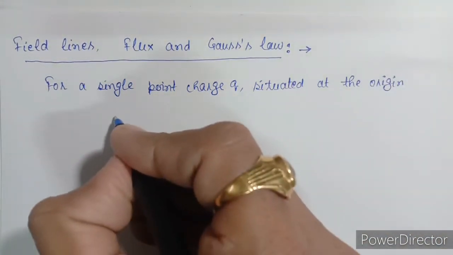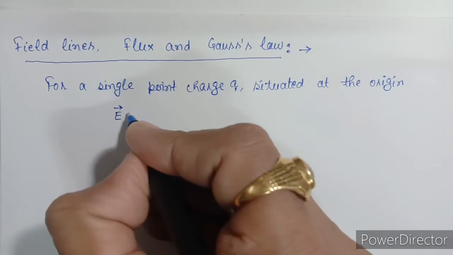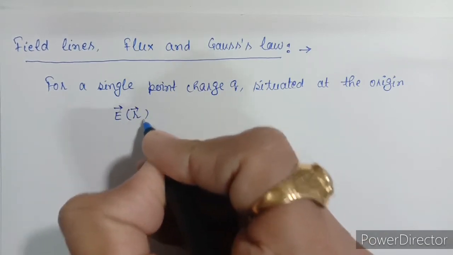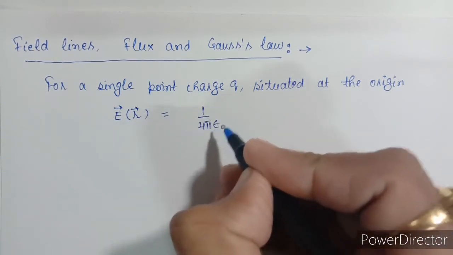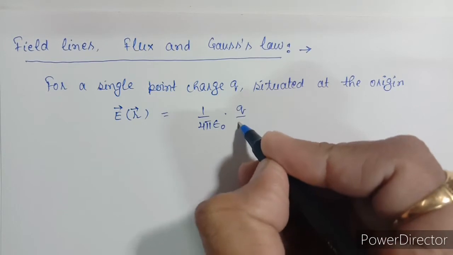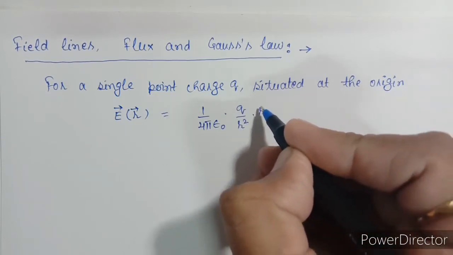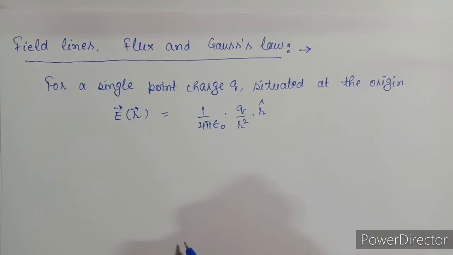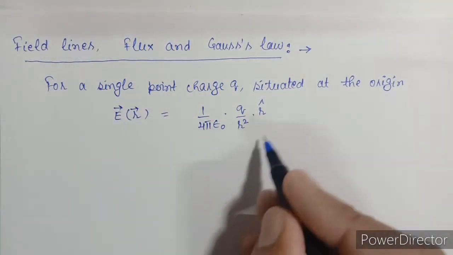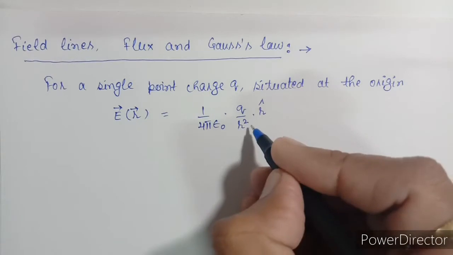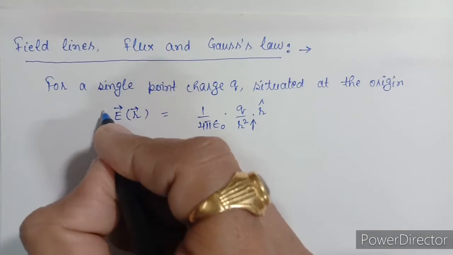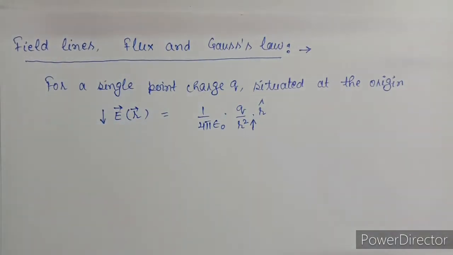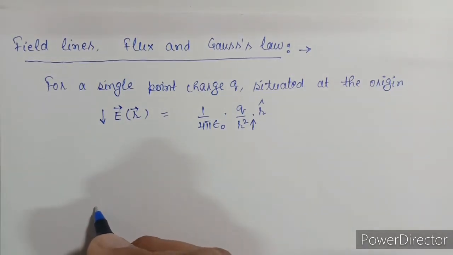For this, the electric field E(r) is equal to 1 over 4 pi epsilon naught into Q over r square into r cap. So it is clear from this expression that when the distance increases, the electric field goes on decreasing. This we can visualize with the help of this figure.